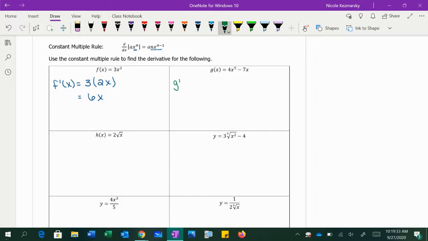Same thing with the next one. We're going to say g prime of x equals, I'm going to do 4, then the 5x to the fourth, using the power rule. And then the derivative of 7x, I'm going to say 7, and then x, 1x to the 0. And when I polish this off, I'm going to get 20x to the fourth minus 7 times 1, which is just going to be 7.